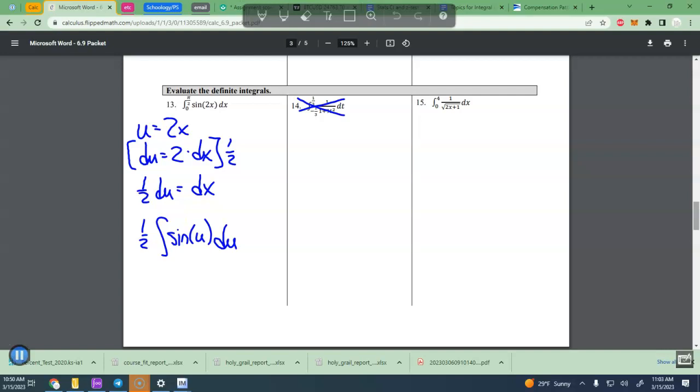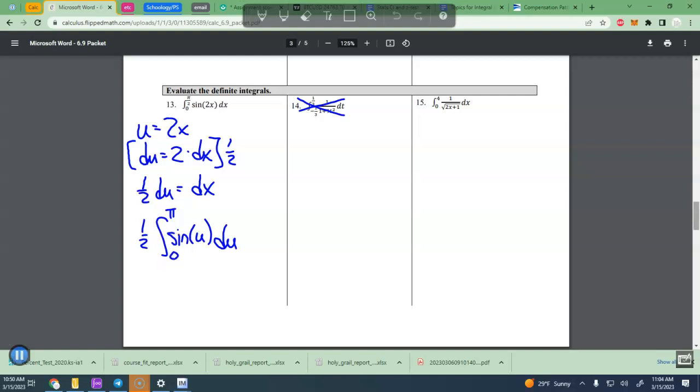But I'm not going to write 0 and pi over 2, because 0 and pi over 2 are x values. The problem's not in x's anymore. The problem is in u's. So you're going to plug into this. If x is pi over 2 and u is 2x, then what number goes here? Pi, right? 2 times pi over 2. You with me? That's pi. Yeah, 2 pi over 2 is fine. And then what goes here is still 0, right? Because 2 times 0 is still 0.